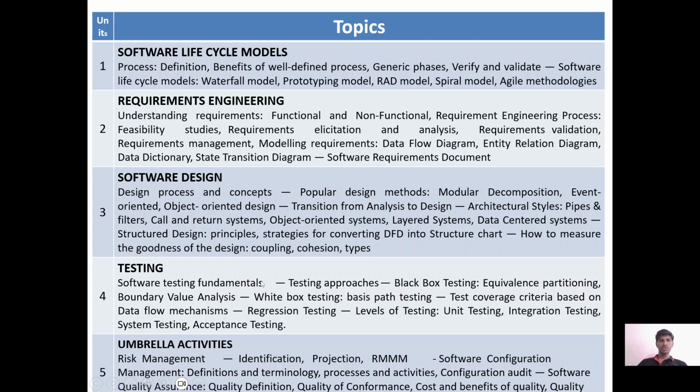So in the first unit we'll be seeing about process and its definition, benefits of a well-defined process, generic phases of software development lifecycle, verification and validation, software lifecycle models such as waterfall model, prototype model, RAD model, spiral model, and agile model. So let us see unit 1 in detail, one by one.